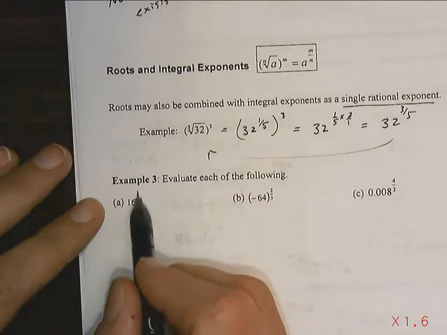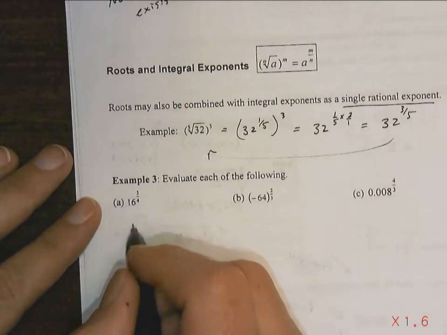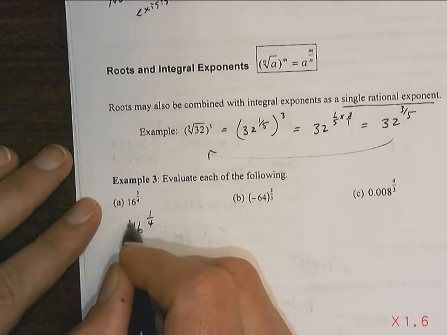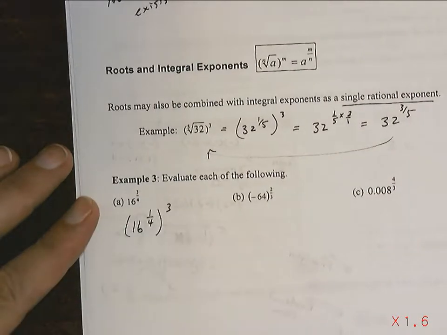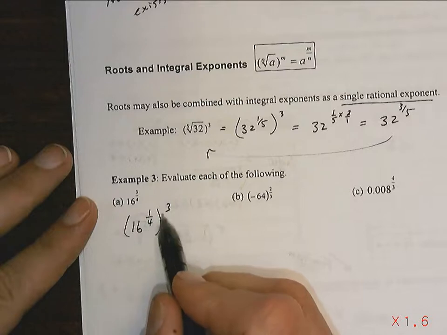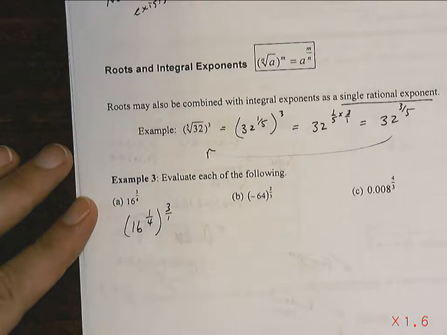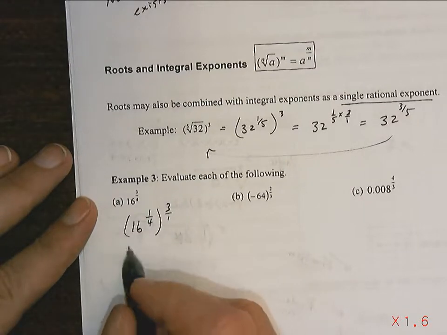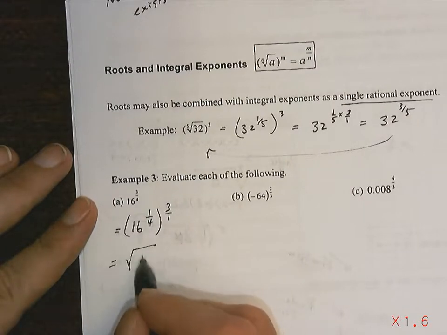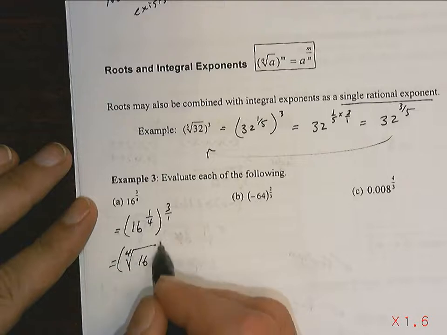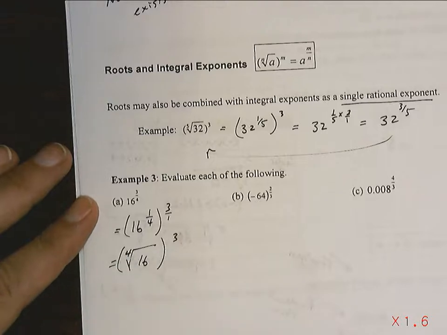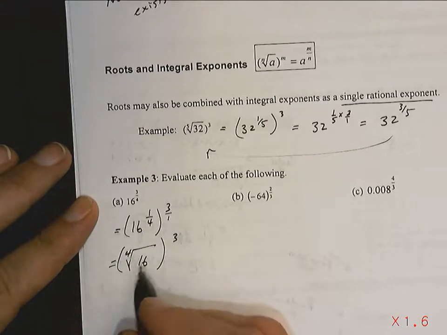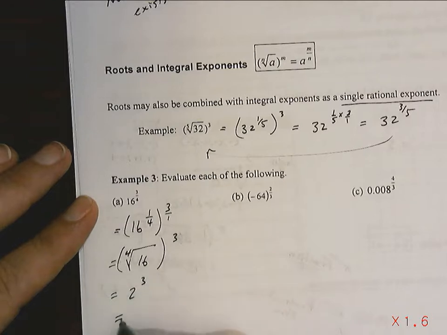So if I've got 16 to the 3 over 4, I'm going to change that to 16 to the 1 over 4, times 3. Do you see this? This is 1 over 4 times 3 over 1. So 16 to the 1 over 4, I know what that is. That's the 4th root of 16, all to the 3. One number that multiplies by itself 4 times to give 16 is going to be 2. I still have the 3 on the outside, and that becomes 8.